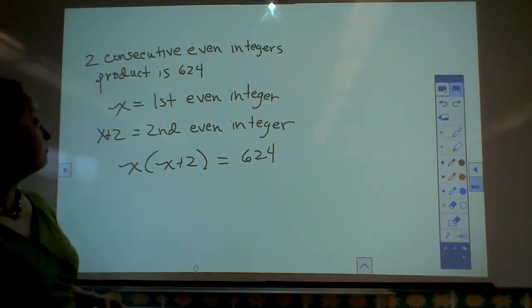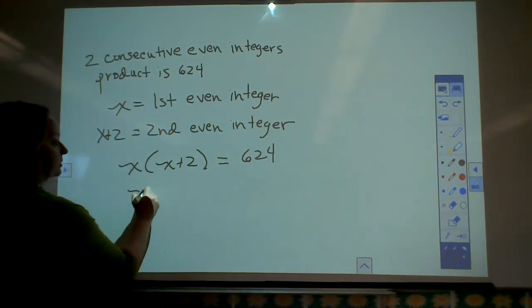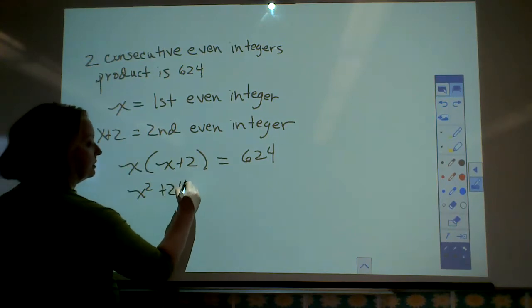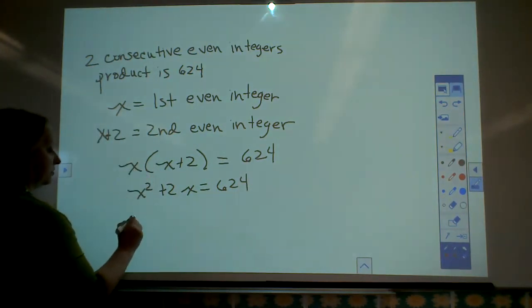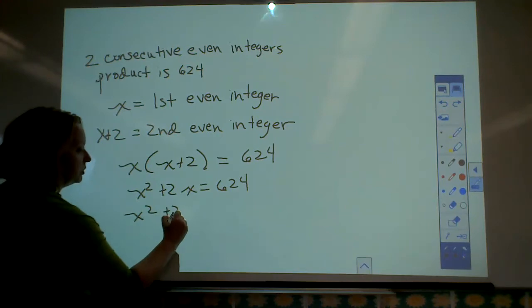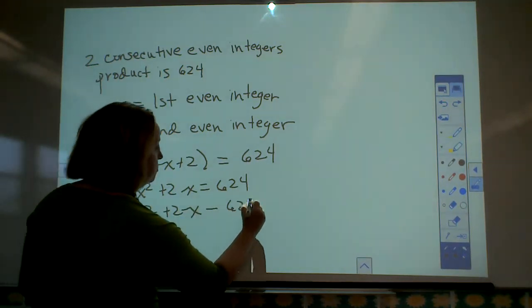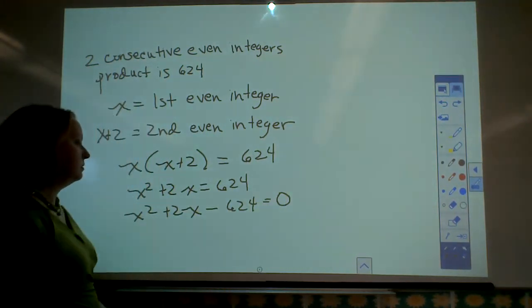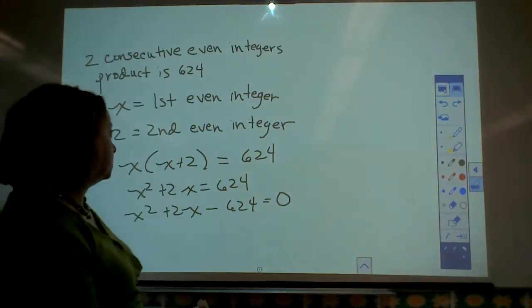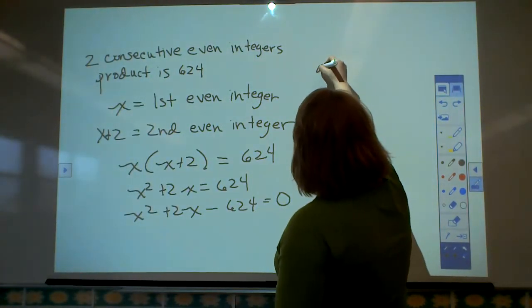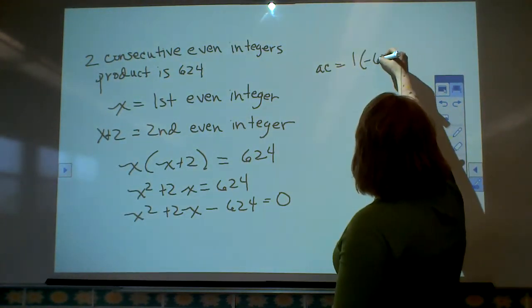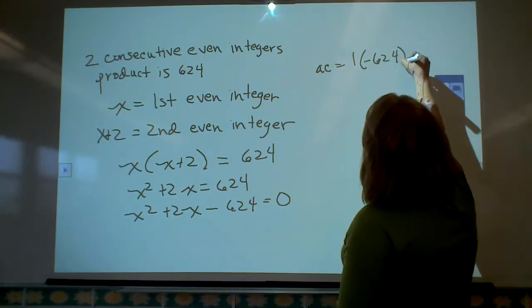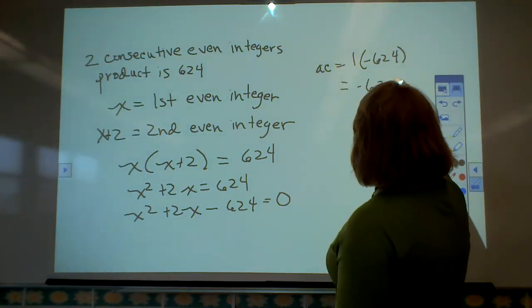So we're just going to go ahead and solve that and set it equal to 0 and find the integers. So this comes out to be x squared plus 2x is equal to 624. And we're going to subtract the 624. So x squared plus 2x minus 624 is equal to 0. Okay, so we're just going to factor it like normal. So we're going to take a times c, and that's going to be 1 times a negative 624, which is a negative 624.